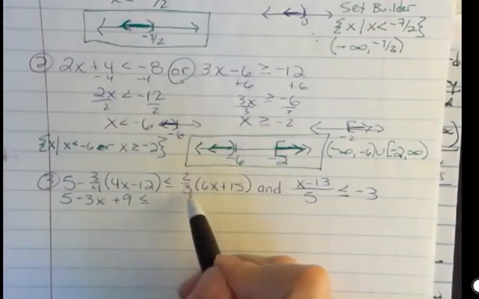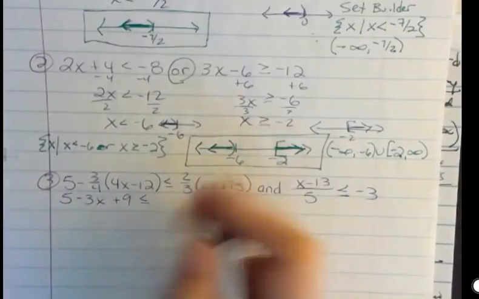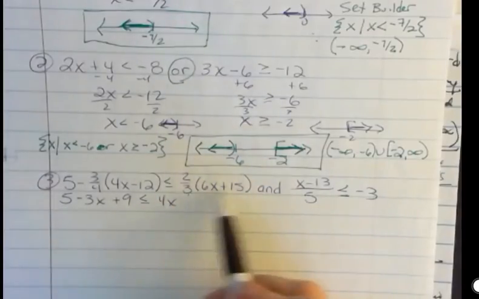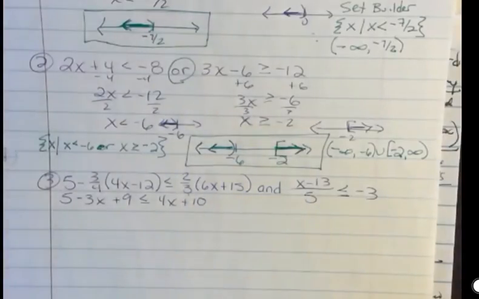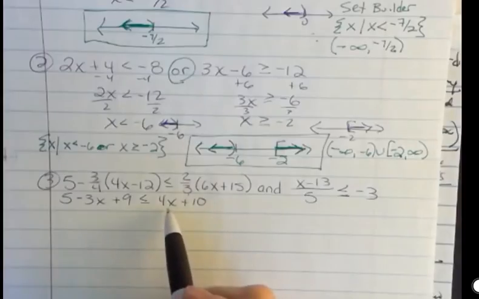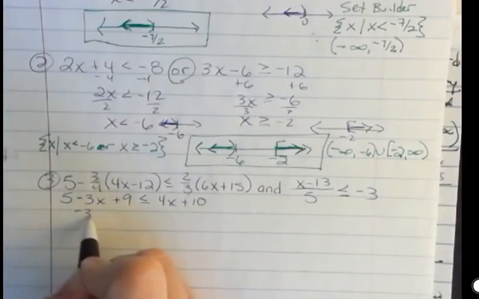And then over here I have 3 goes into 6 twice, so 2 times 2 is 4x. And 3 goes into 15 5 times, and 5 times 2 is 10. So I've cleared those fractions out nicely. Now I'm going to combine my like terms.